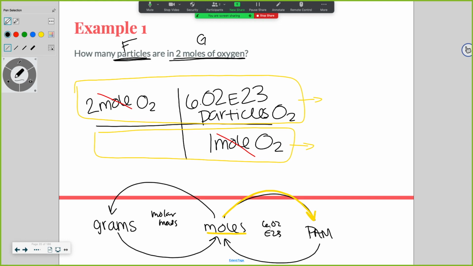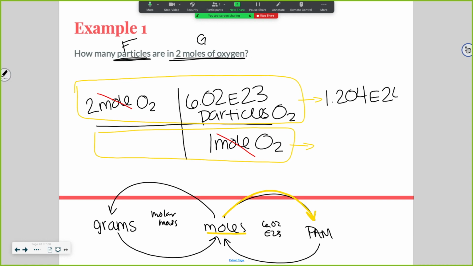6.02e23 times 2 should give you 1.204 e what? You can round it off. It doesn't matter where. 1.204 E24, divided by 1. Anything divided by 1 is itself. So 1.204 E24 particles, because that's what I was asked to find. Particles of what? Oxygen.